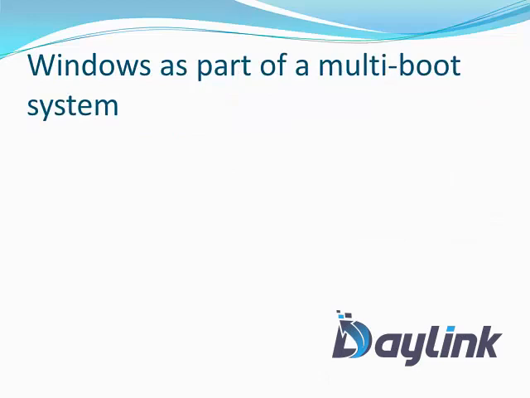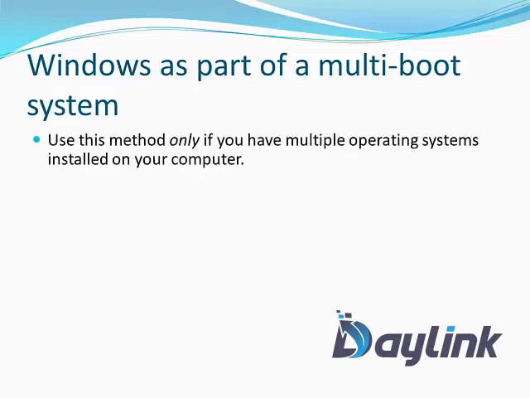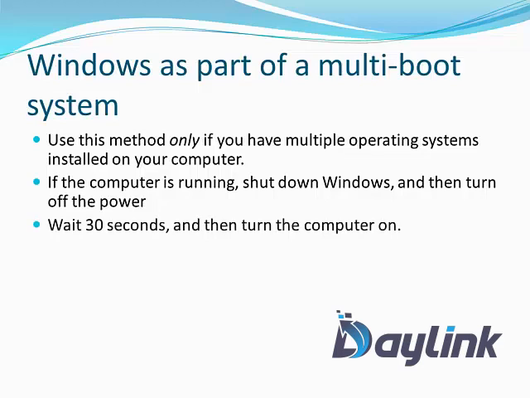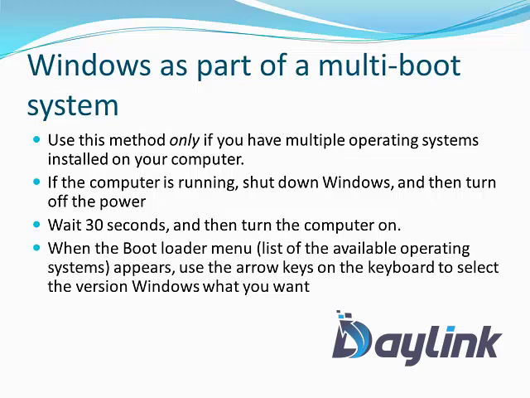Windows as a part of a multi-boot operating system. Use this method only if you have multiple operating systems installed on your computer. If the computer is running, shut down Windows and then turn the power off. Wait for 30 seconds and turn on the computer. When the bootloader menu appears, use the arrow keys on the keyboard to select the version of Windows that you want.